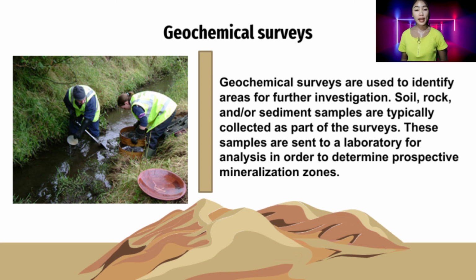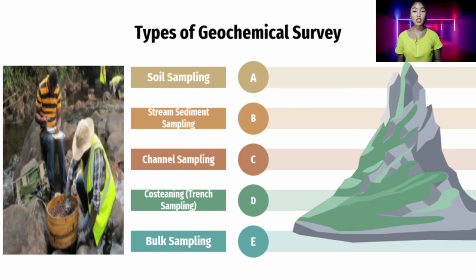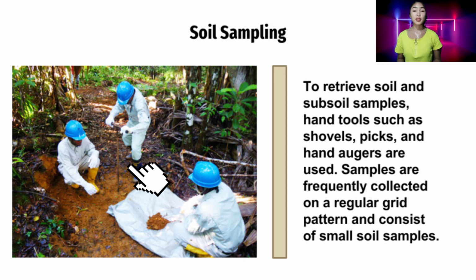Now, we have geochemical surveys, which are used to identify areas for further investigation. Soil, rock, and or sediment samples are typically collected as part of the surveys. These samples are sent to a laboratory for analysis in order to determine prospective mineralization zones. So, under the geochemical surveys, we have soil sampling. To retrieve soil and subsoil samples, hand tools such as shovels, picks, and hand augers are used.